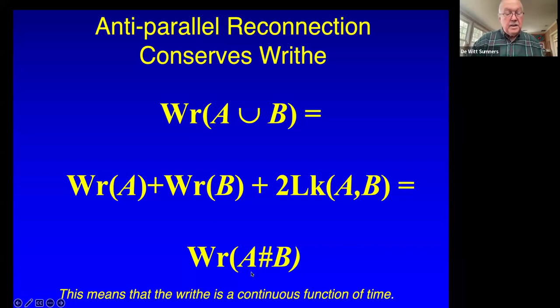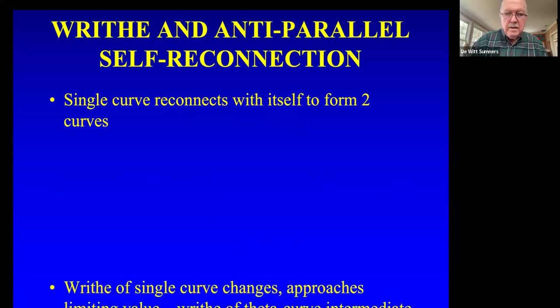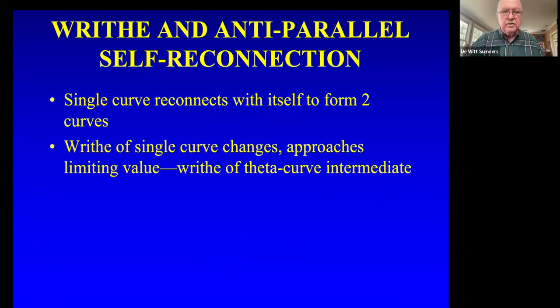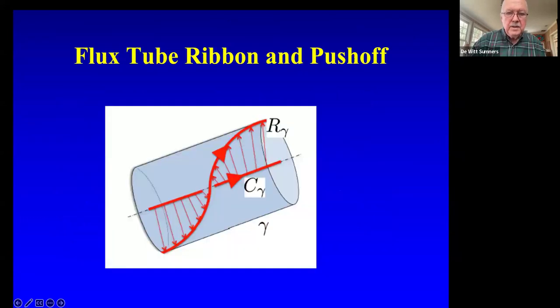And this means that the writhe as a function is a continuous function of time. As you take your curves and move them around in space, that's by diffeomorphism. And then when you do a reconnection event, the writhe doesn't change discontinuously. The topology does, but the writhe does not. So a single curve, if you're reconnecting a single curve, it approaches the theta curve, and the value of the theta curve intermediate is the limiting value, which is the writhe of the reconnected pair of curves.